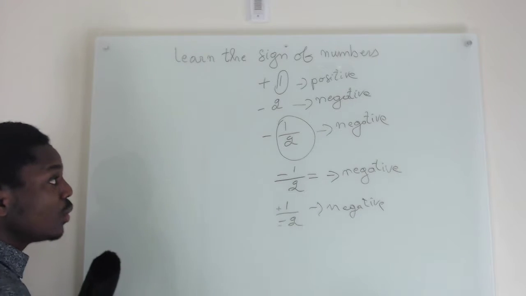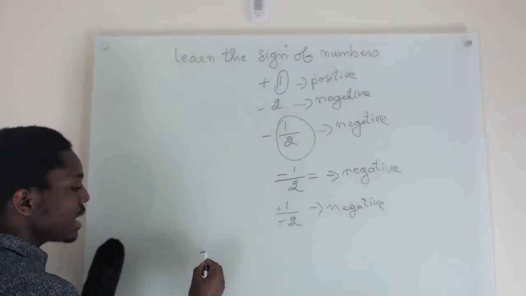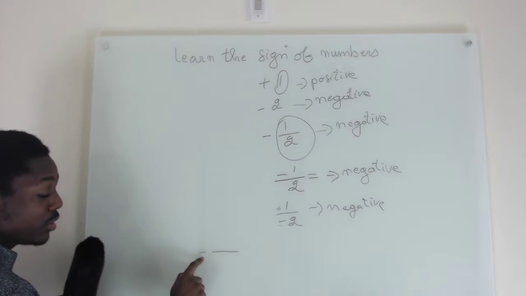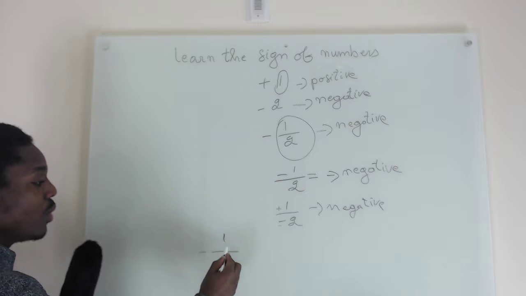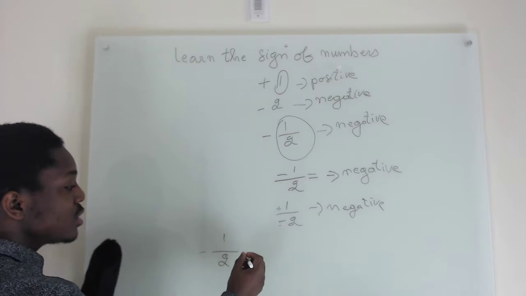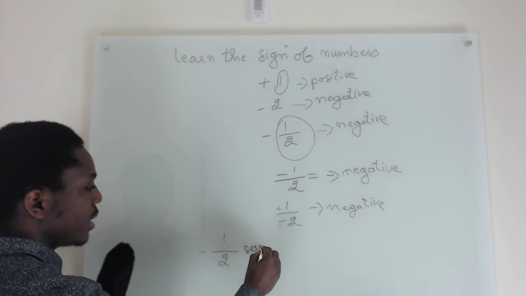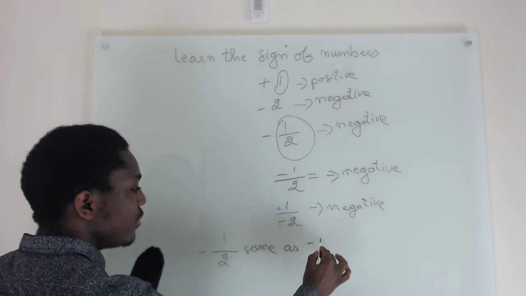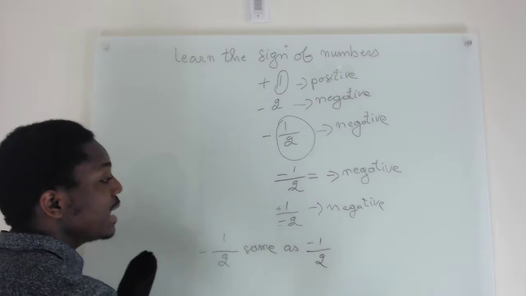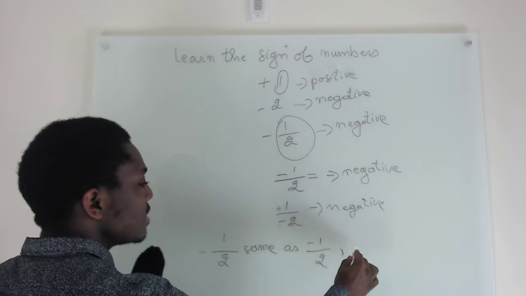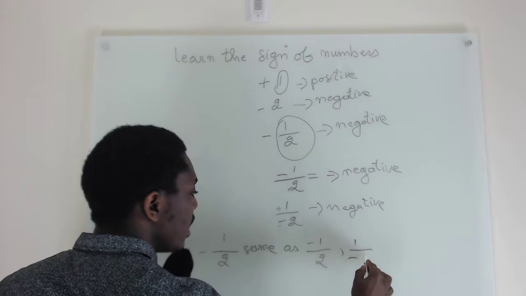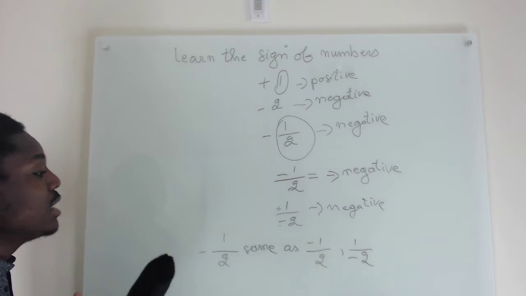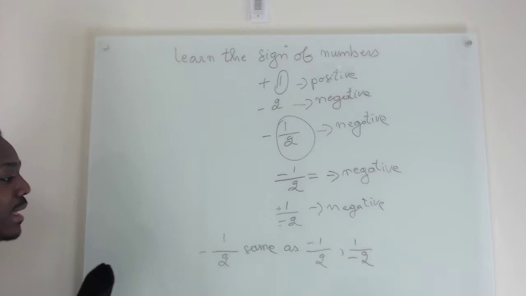Which means when you have a fraction where the negative sign is here in front of the fraction bar, negative 1 over 2, this is the same as negative 1 divided by 2, and it is also the same as 1 over negative 2. So these are all equivalent. The meaning of equivalent is that they are the same.